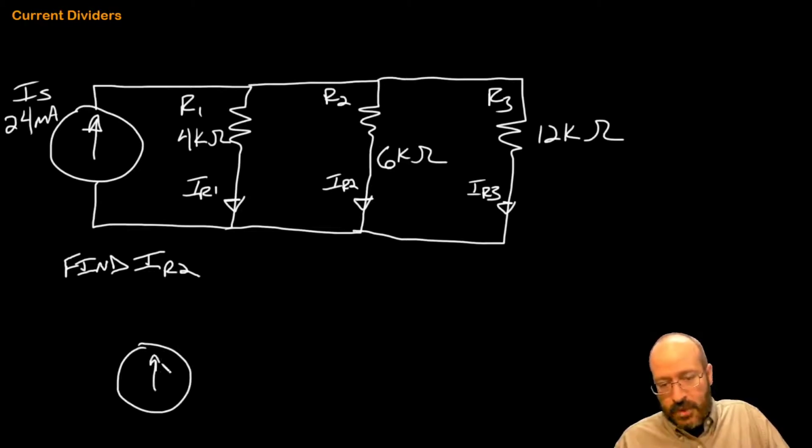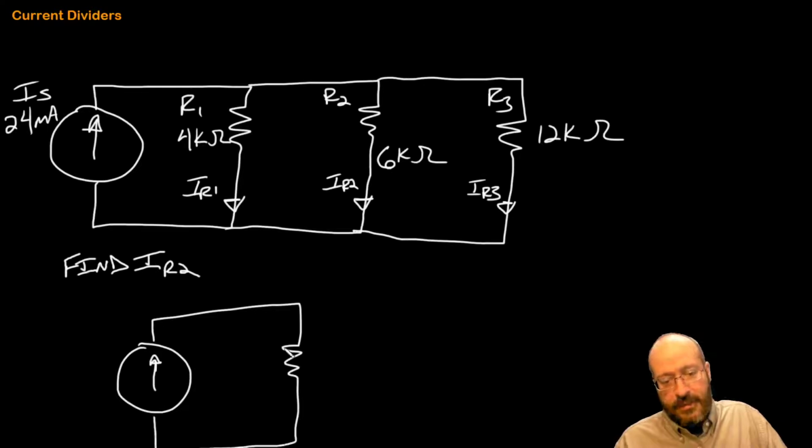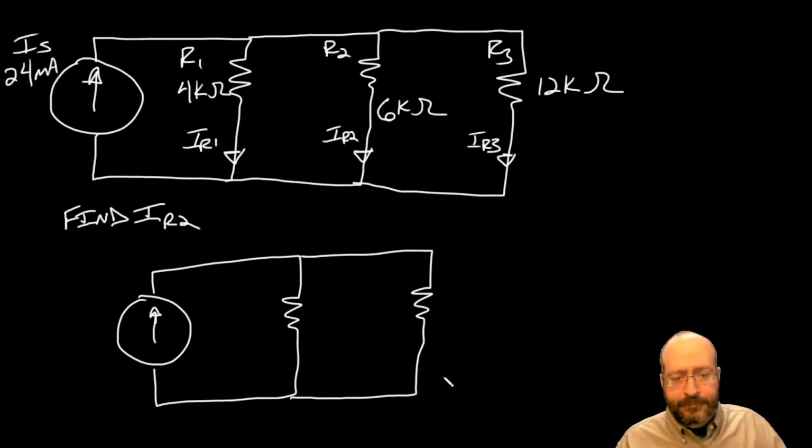Okay, so I'm going to redraw this in the form that we used in the last video, and it looks something like this. Now this resistor, I'm going to keep that one as R2. We need to keep that one separate because if I combine it, I'm going to lose track of that current all by itself there. So we're going to leave that as R2, and that's 6K.